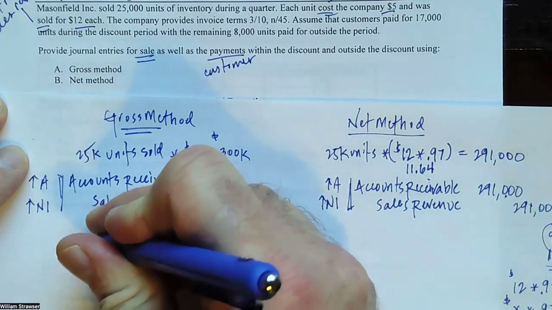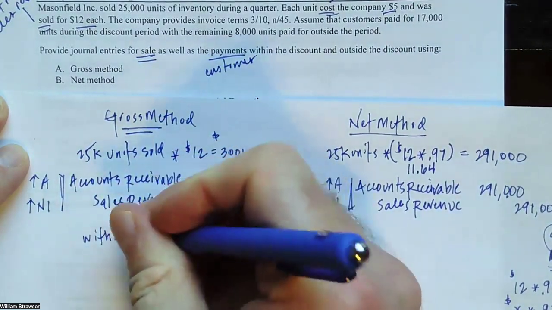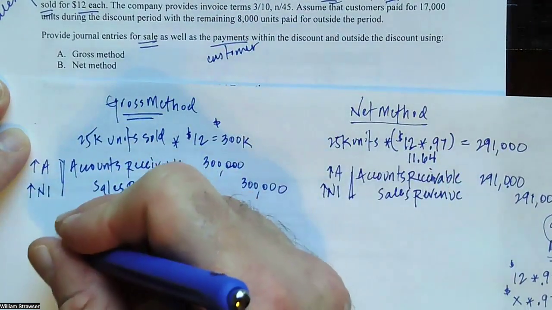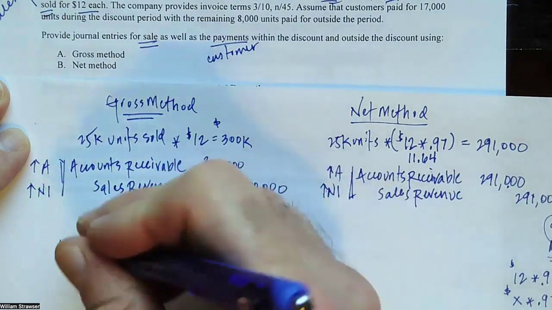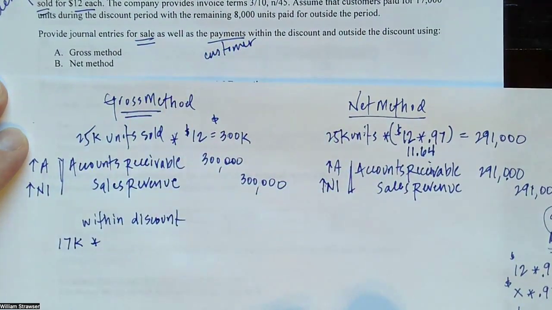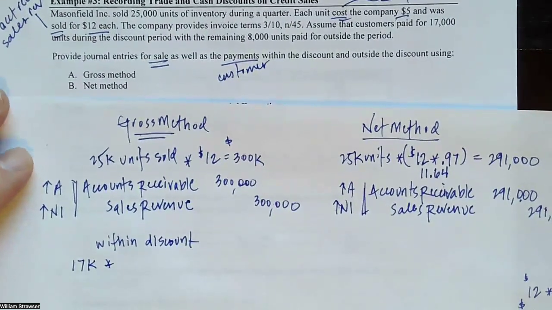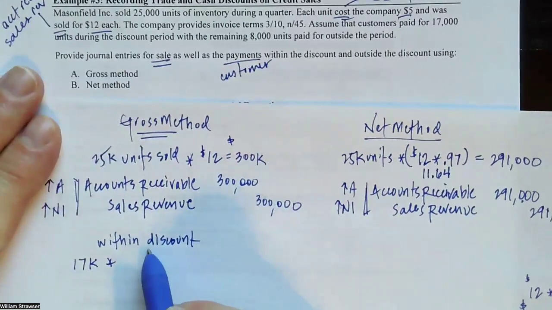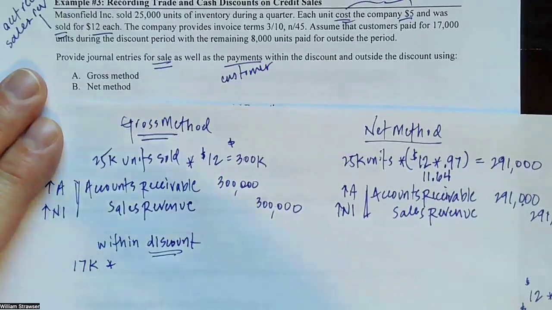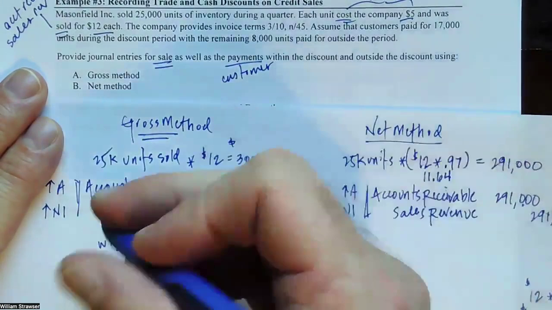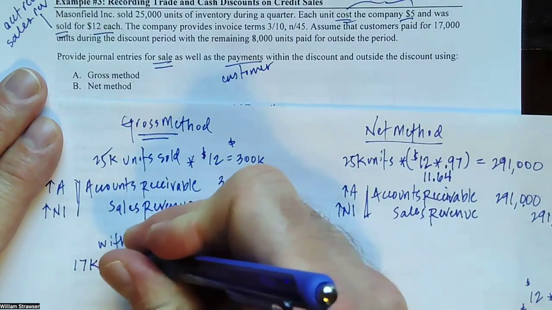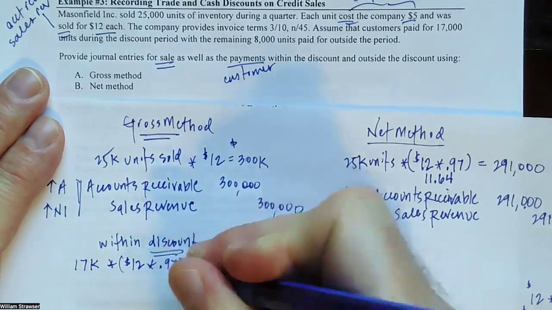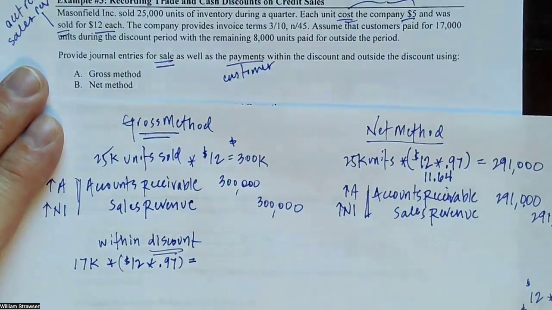So if we're within discount, then it's going to look something like this. If we have 17,000 that we paid for inside discount, then if we're calculating the amount of cash that was paid, it's always whether we paid in the discount or not. So within the discount, that means 17,000 units were paid for at a price of $12, but they paid within the discount. So we apply 97% to that $12, and then we can get our final answer.